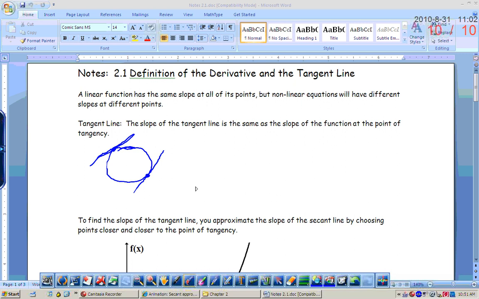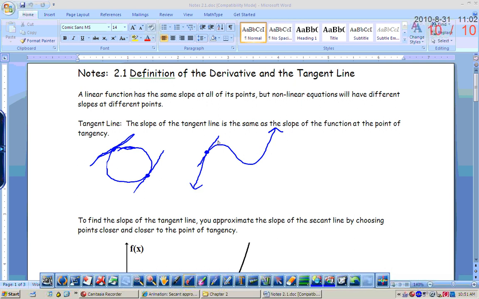If you have, say, a cubic polynomial, then if I wanted to find the slope at any point on that polynomial, I would find the slope of the tangent line at that point. And the slope changes at different points on the graph. All right, so the question is, how do we find the slope of the tangent line?